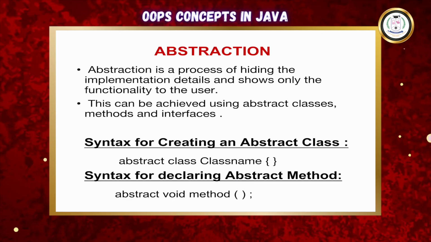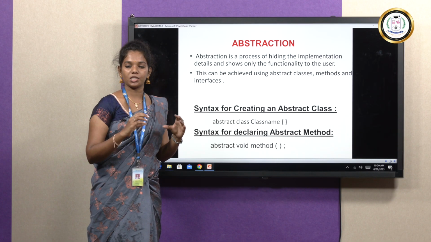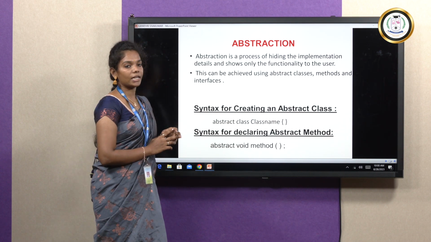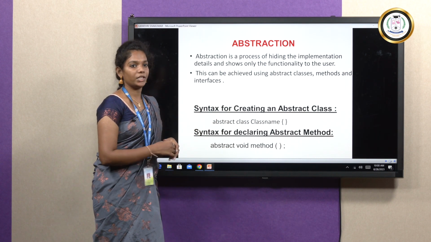So here comes the definition. It is a process of hiding all the implementation details inside and showing only the functionality to the users. Whatever is there inside as a function is going to be shown to the user. Abstraction is mainly declared in three different ways: abstract classes, methods and interfaces.